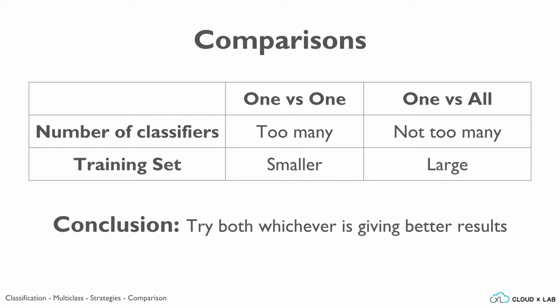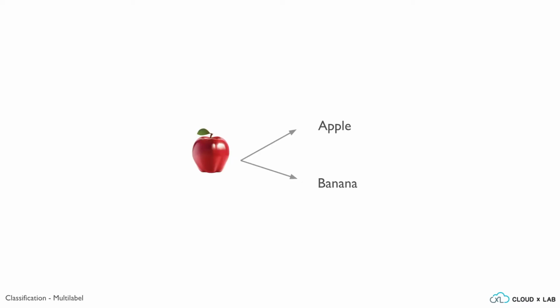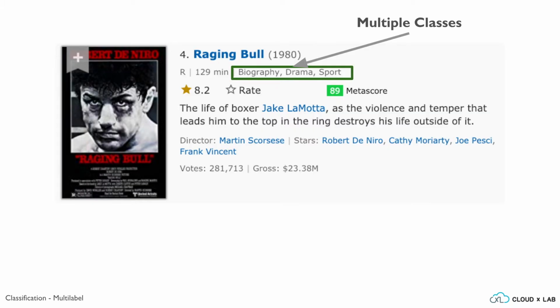Let's understand one more type of classification called multilabel classification. In multi-class classification, the classifier classifies the given instance only into one of the classes. For example, a fruit can be classified either as apple or banana, but not both at the same time. On the other hand, in multilabel classification, an instance can be classified into multiple classes at the same time. For example, a movie can be classified into multiple categories.